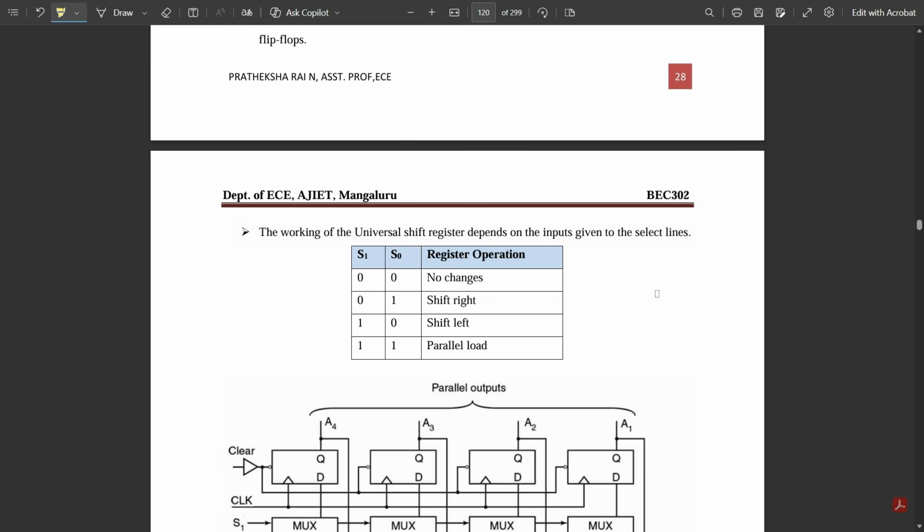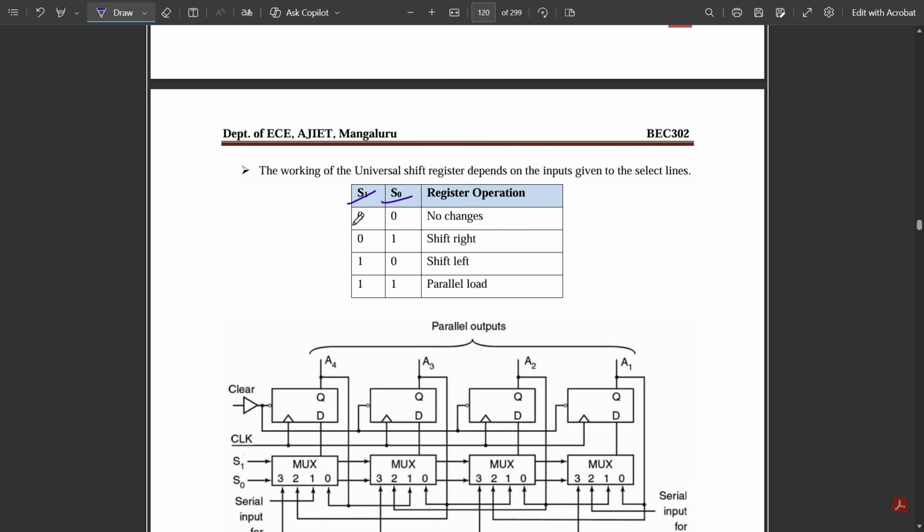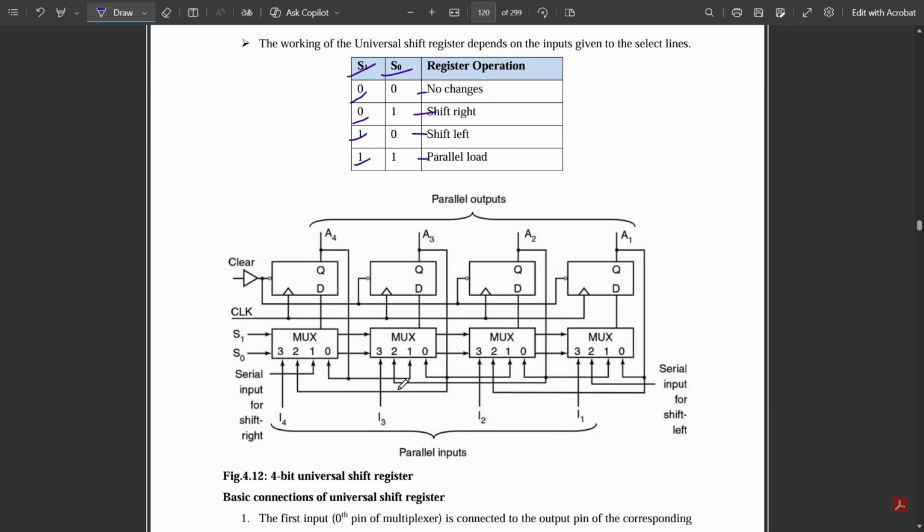So the diagram and the truth table of this USR is given here. You see here what happens in this USR. We are having two select lines, which are S1 and S0. So we are having four combinations: 00, 01, 10, 11, and the register operation at each combination is as follows. For 00 there is no change happening. For 01 we are doing the right shift. For 10 we are doing the left shift, and for 11 the parallel load. Whatever the parallel inputs are, based on that the parallel outputs are provided.